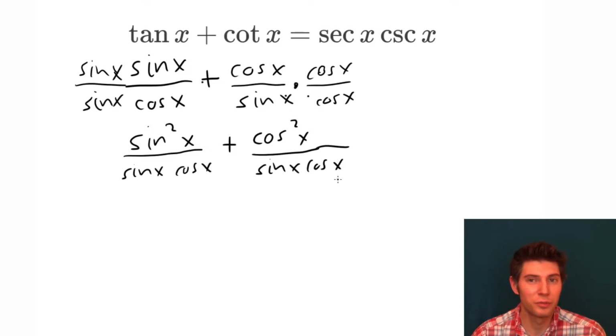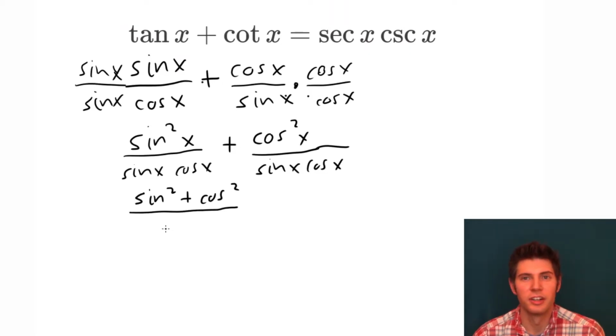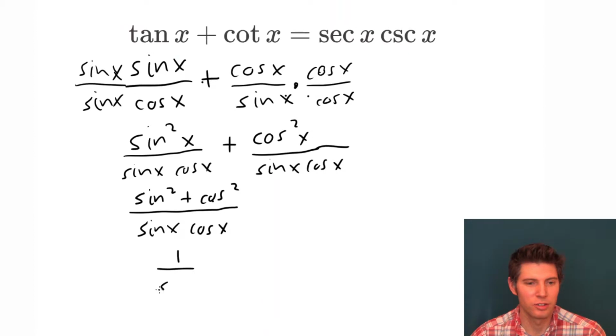So now we have two fractions again, but now they have a common denominator. So we can combine them into one fraction. It's going to be sine squared plus cosine squared over the denominator, just as it is, sine x cosine x. Sine squared plus cosine squared, you have that memorized, is 1. So it's just 1 over sine x cosine x. Now since this is being multiplied, we can just make this 1 over sine x, 1 over cosine x.